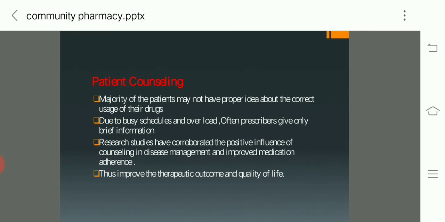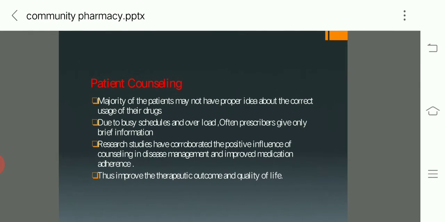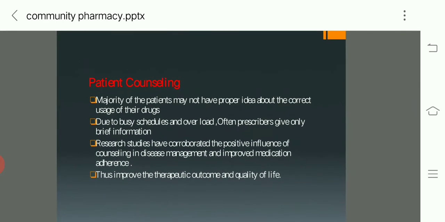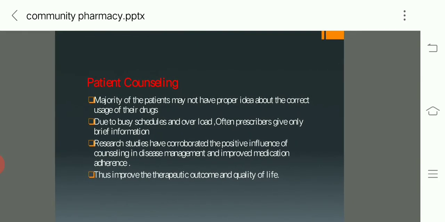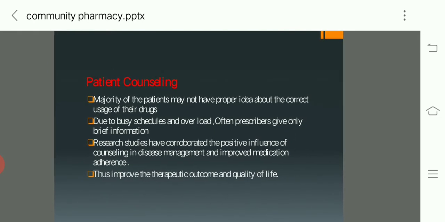Also, because of the busy schedule of the prescribers, most of the time a lot of patients are waiting outside to see the physician, so they are not able to explain about the drugs to the patients. This is where the pharmacist has to act. The pharmacist has to study well about the drugs, and he has to explain to the patient at the time of dispensing about the medicines prescribed.